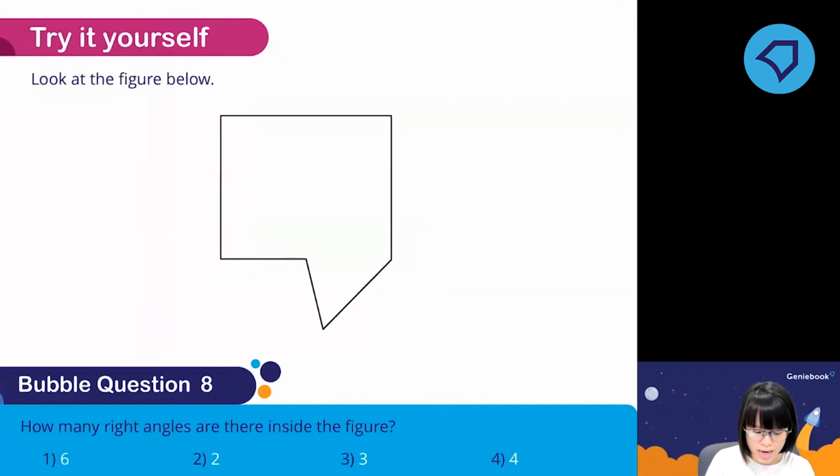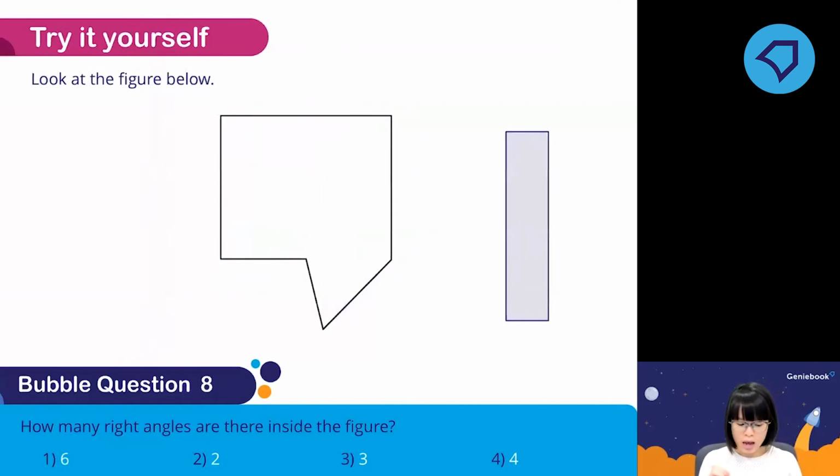So get your ruler ready and then put it at all the corners over here, and see how many right angles there are. Again, keyword here, inside the figure. Do not see outside the figure. I just want all inside the figure. Okay? Inside the figure.